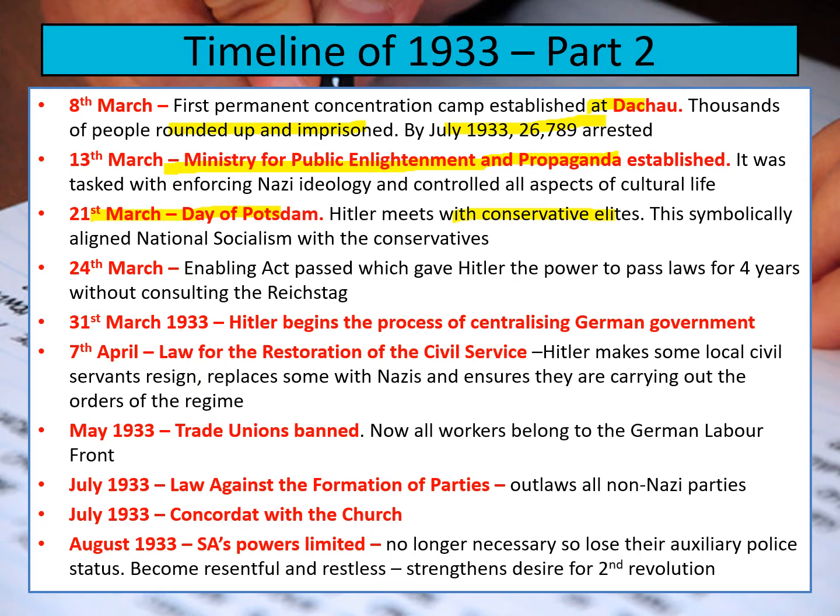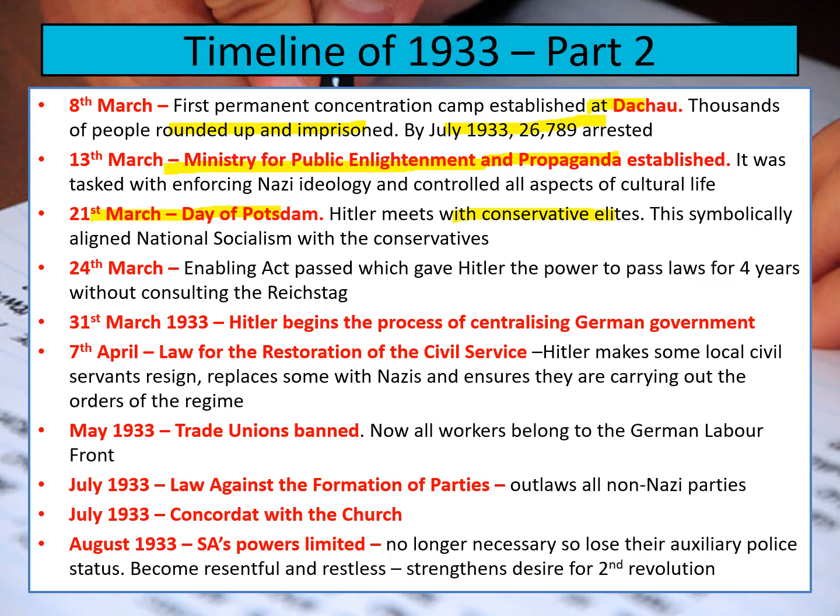And this meeting is really important, because it symbolically aligns National Socialism, Nazism, with the conservatives, and also helps to placate some of those middle-class people that are still a little bit unsure about the Nazis, because they can see that these traditional figures that they've been supporters of are now aligning with this Nazi party.